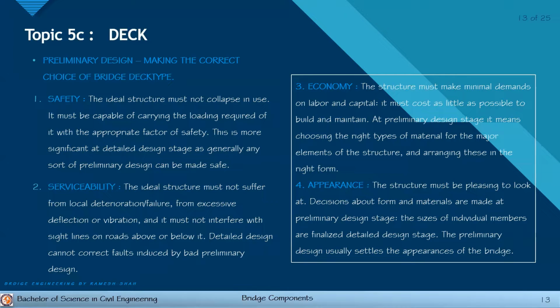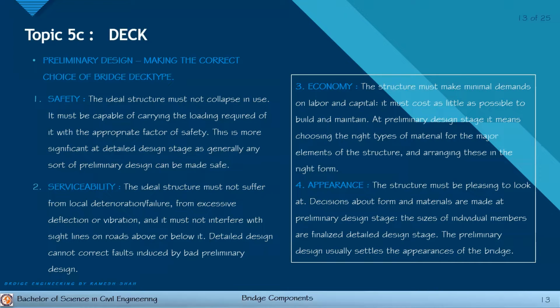The next, we have here the economy. The structure must make minimal demands on labor and capital. It must cost as little as possible to build and maintain. At preliminary design stage, it means choosing the right types of materials for the major elements of the structure and arranging this in the right form. So, economy is also one of the most important, kung paano ba natin i-spend ang ating total cost or total money for the bridge, for the construction of the bridge, ganyan.